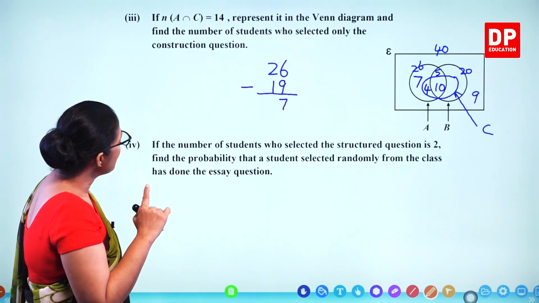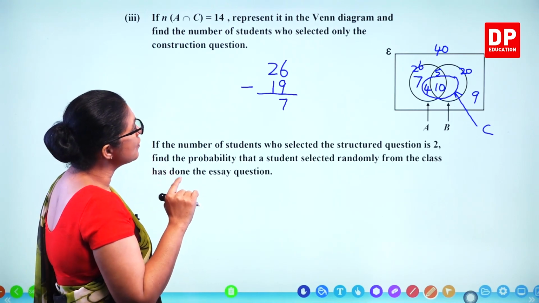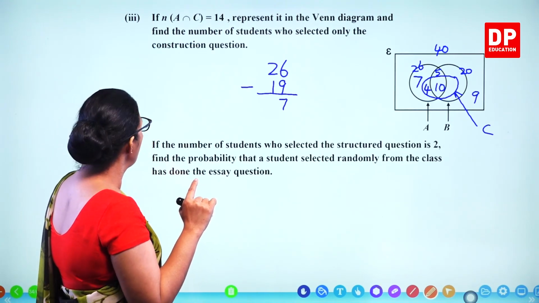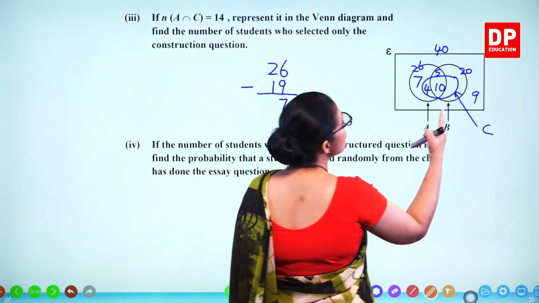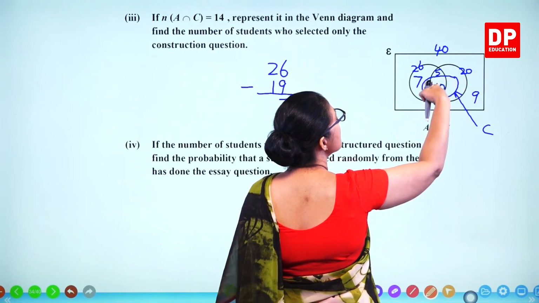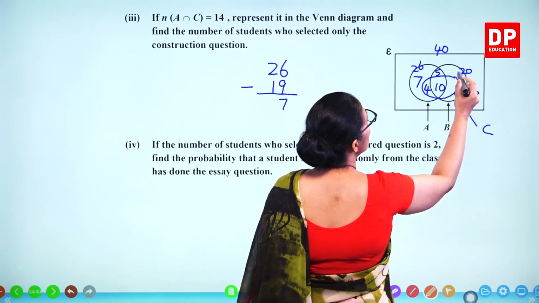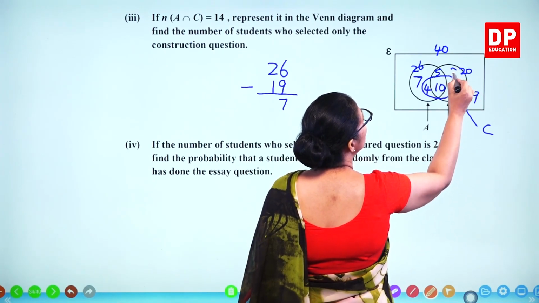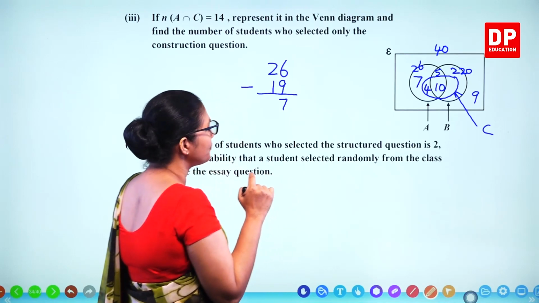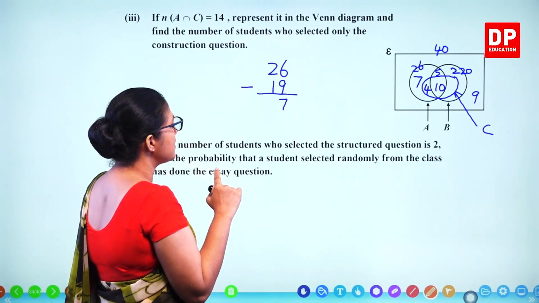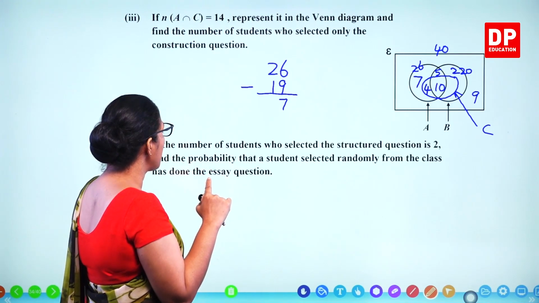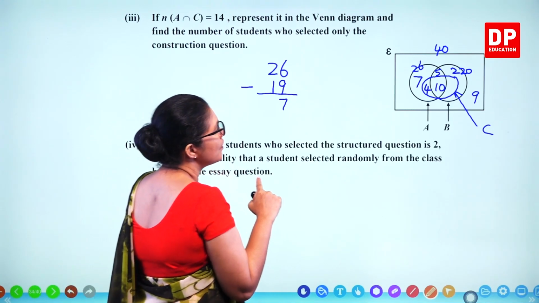Then the last part: if the number of students who selected the structured question is 2. Who selected the structured question? Structured question is this. That's 2. So this is 2. Find the probability that a student selected randomly from the class has done the essay question. So that's C.